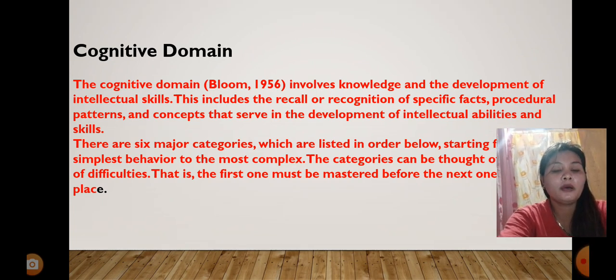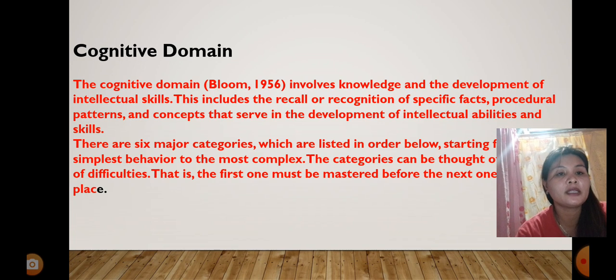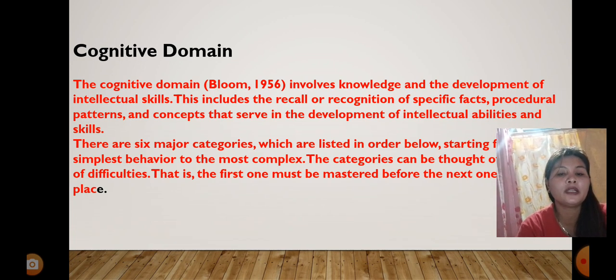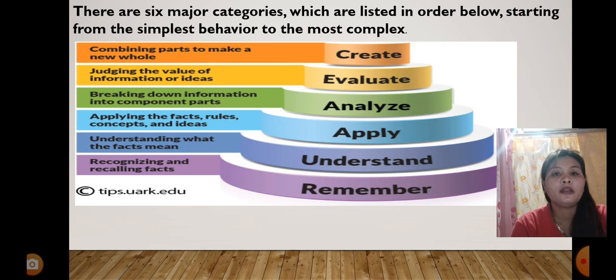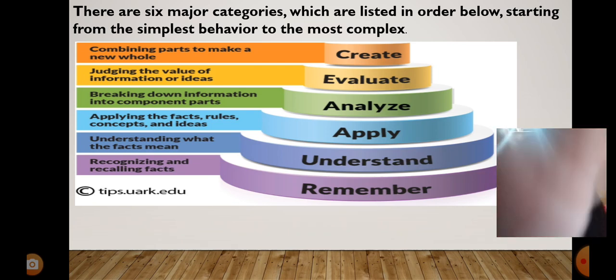So we have to tackle first the cognitive domain. The cognitive domain by Bloom in 1956 involves knowledge and the development of intellectual skills. This includes the recall or recognition of specific facts, procedural patterns, and concepts that serve in the development of intellectual abilities and skills. There are six major categories, which are listed in order below, starting from the simplest behavior to the most complex.